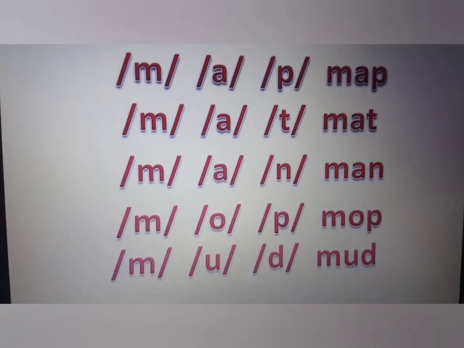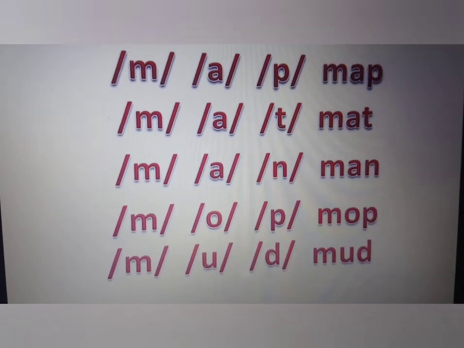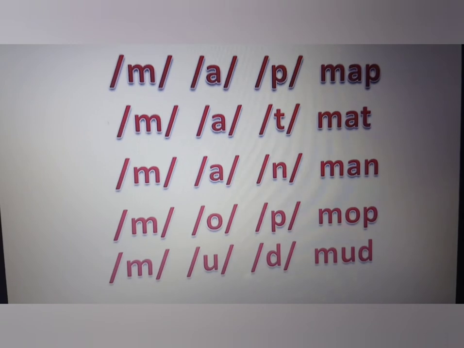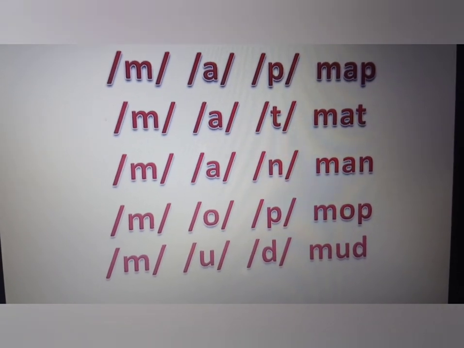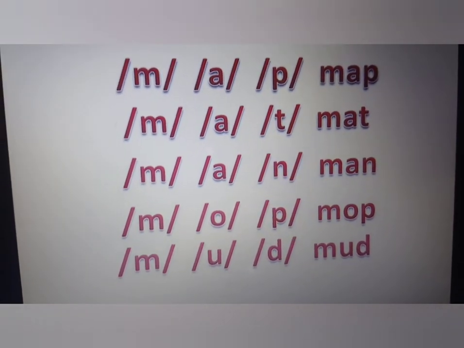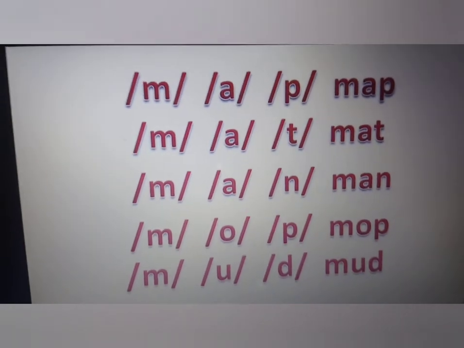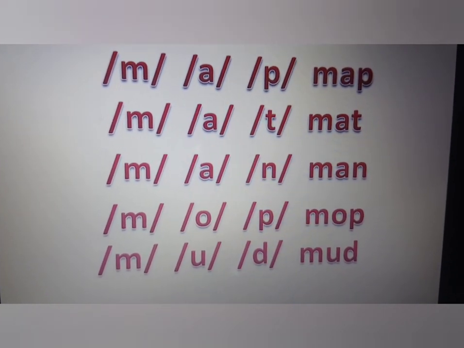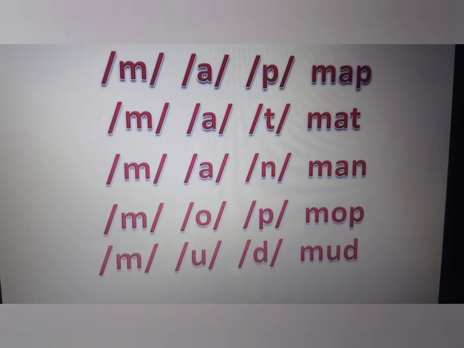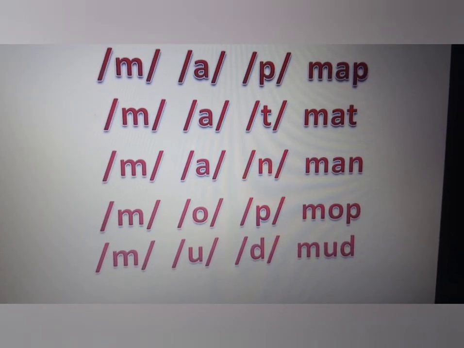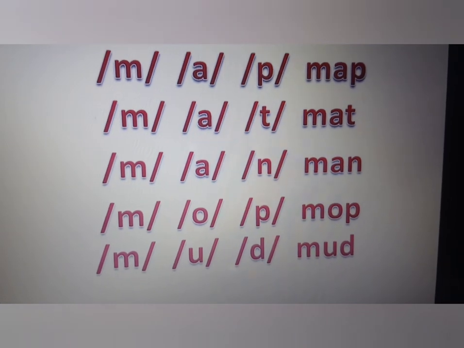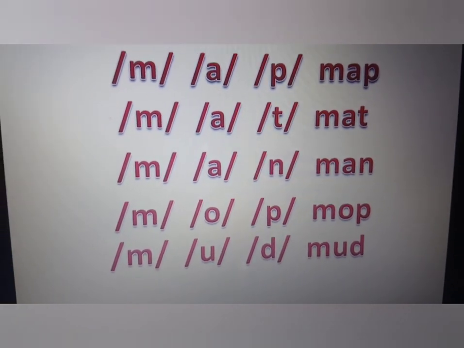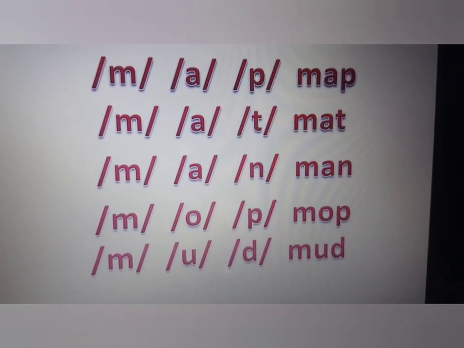Once again we will revise all the blends and the words. How will we read? We will read the sound and the word. Apple, map. At, mat. An, man. Up, mop. Odd, mud. So revise all these words.